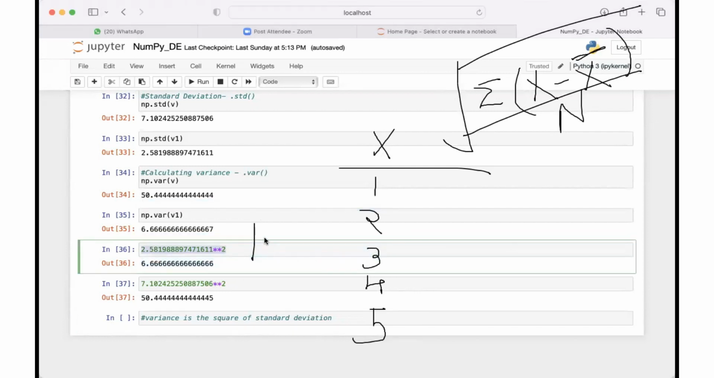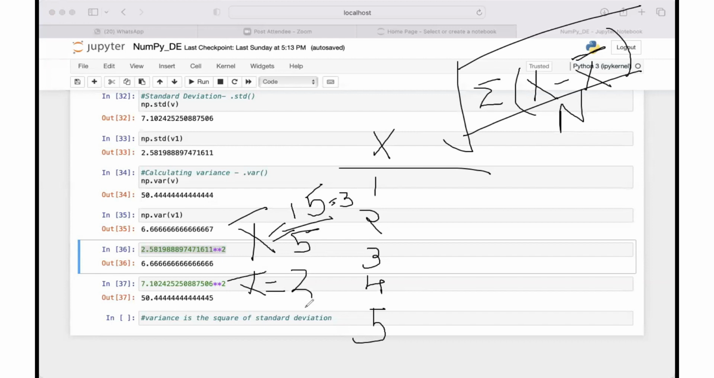We'll go according to the formula. First, we'll calculate the mean of x, which is 1 plus 2 plus 3, 6, 6 plus 4, 10, 10 plus 5, 15. The total number of elements is 5. 15 divided by 5, the mean is equal to 3. So our x bar is equal to 3. Now x minus x bar: 1 minus 3 is minus 2, 2 minus 3 is minus 1, 3 minus 3 is 0, 4 minus 3 is 1, 5 minus 3 is 2.